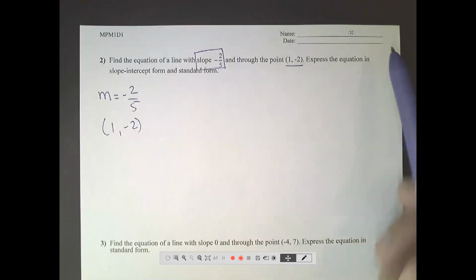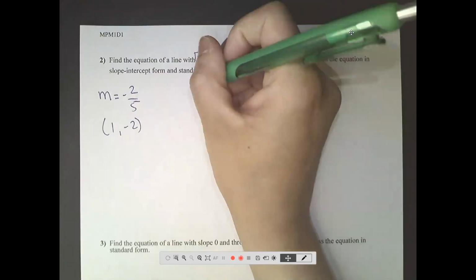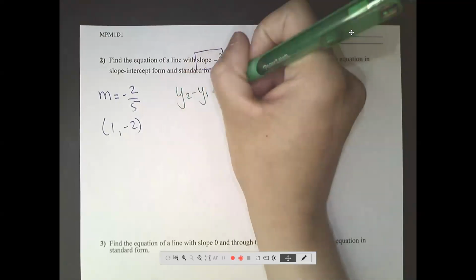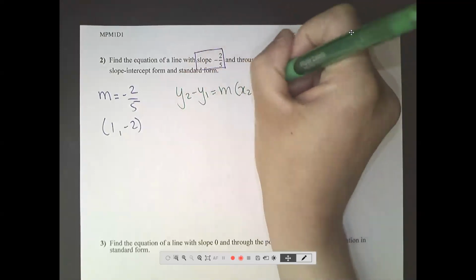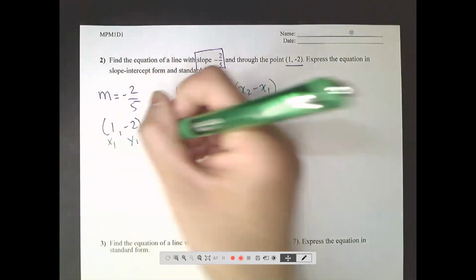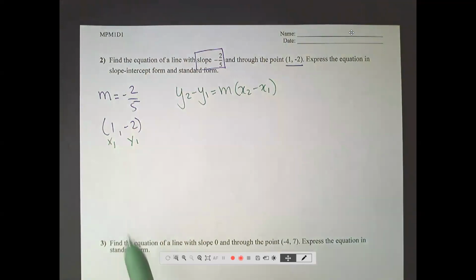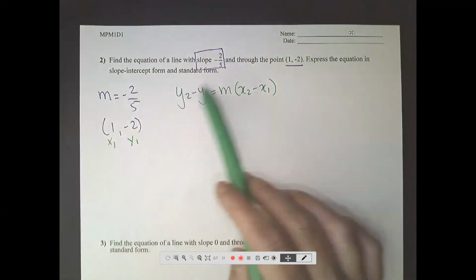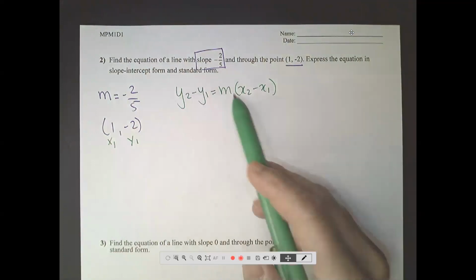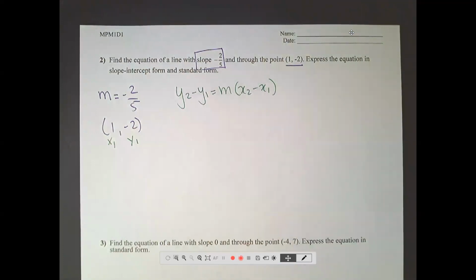We will be expressing the equation in slope-intercept form and standard form just like we did before. So let's recall our formula that we're going to be using. The point-slope form is y2 minus y1 is equal to m(x2 minus x1). We also know when we have a point, we're going to label it x1 and y1. Although I should note that if you were to label this x2 and y2 and put it into this part of the formula, you wouldn't be wrong. You would actually end up getting the right answer. But just from experience, I know that putting it into x1 and y1 is more beneficial, and it just helps you when you are rearranging the formula.